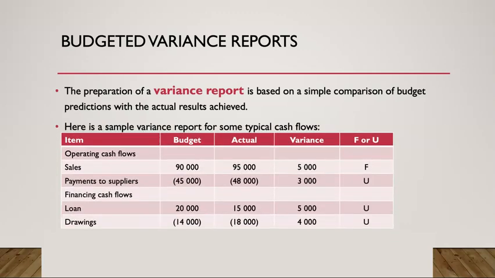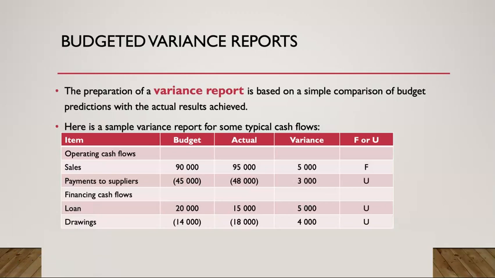Have a look at it, pause the video, and try and work out if you can work this out. Here we have a cash flow variance report. A simple one, there are only 4 inflows and outflows, operating and financing, and you can see we have a budget and actual difference.